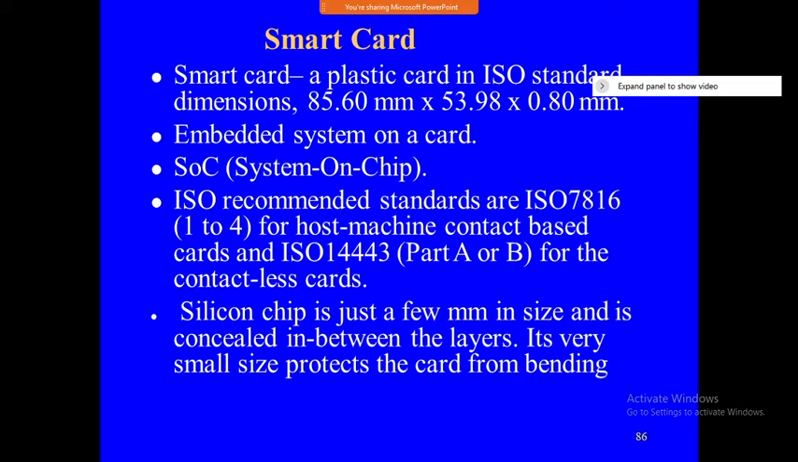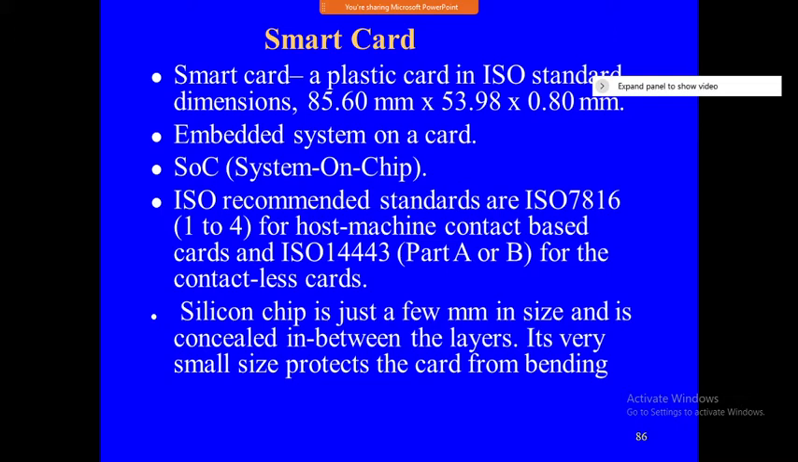Here the abstraction step is there. In the abstraction, the smart card is a plastic card of standard dimensions. We have mentioned here the standard dimensions. The hardware is abstracted as a very small silicon chip, just a few mm in size, to protect the card during bending or mishandling. That is the abstract view for the smart card.